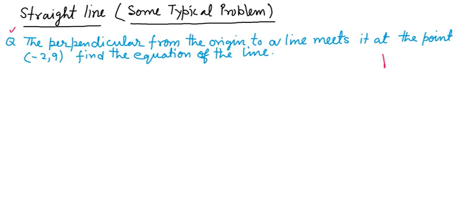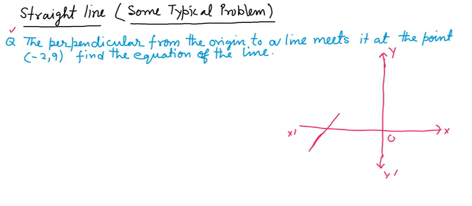See, this is the x-axis, this is the y-axis, this is the origin, and this is the line. This point is B and this point is A.